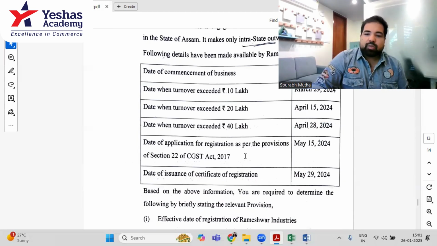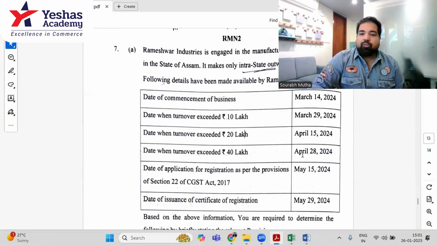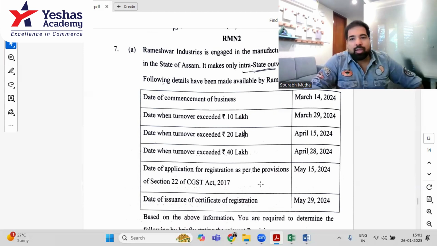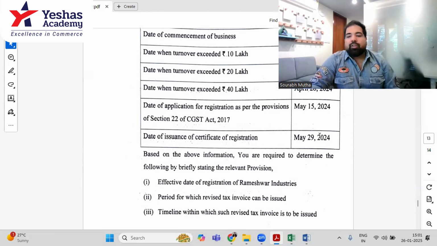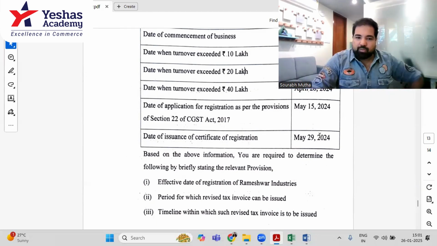That's the answer. Next, period for which revised tax invoice can be issued. So basically, from the day you are liable, that is April 28th, till the date you get the certificate, 29th May, during this period, whatever supplies you have made, you have to make revised tax invoice. And the time limit for this is 30 days from the day you get the registration number, because only once you get the registration number can you issue revised tax invoices.